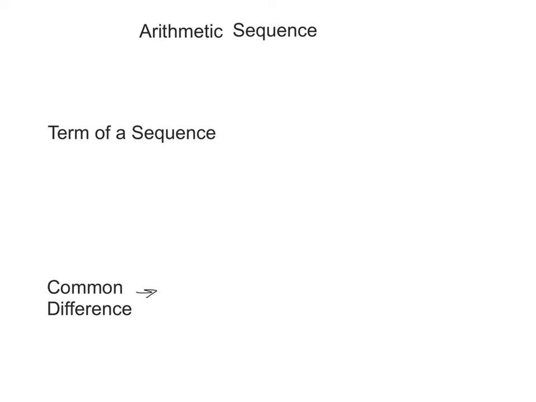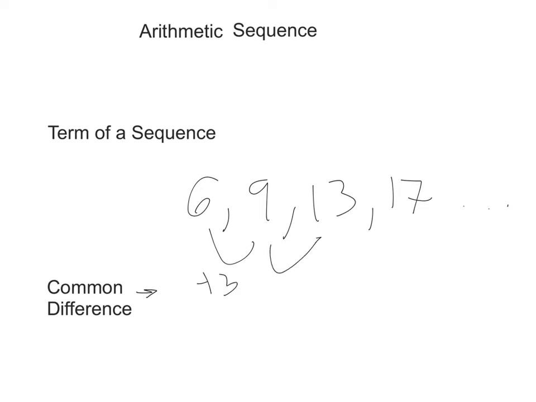Here's a third sequence. This would not be considered an arithmetic sequence because it doesn't have a common difference. Here the difference is 3, but then here the difference is 4, and the difference here is also 4. So this would not be an arithmetic sequence.